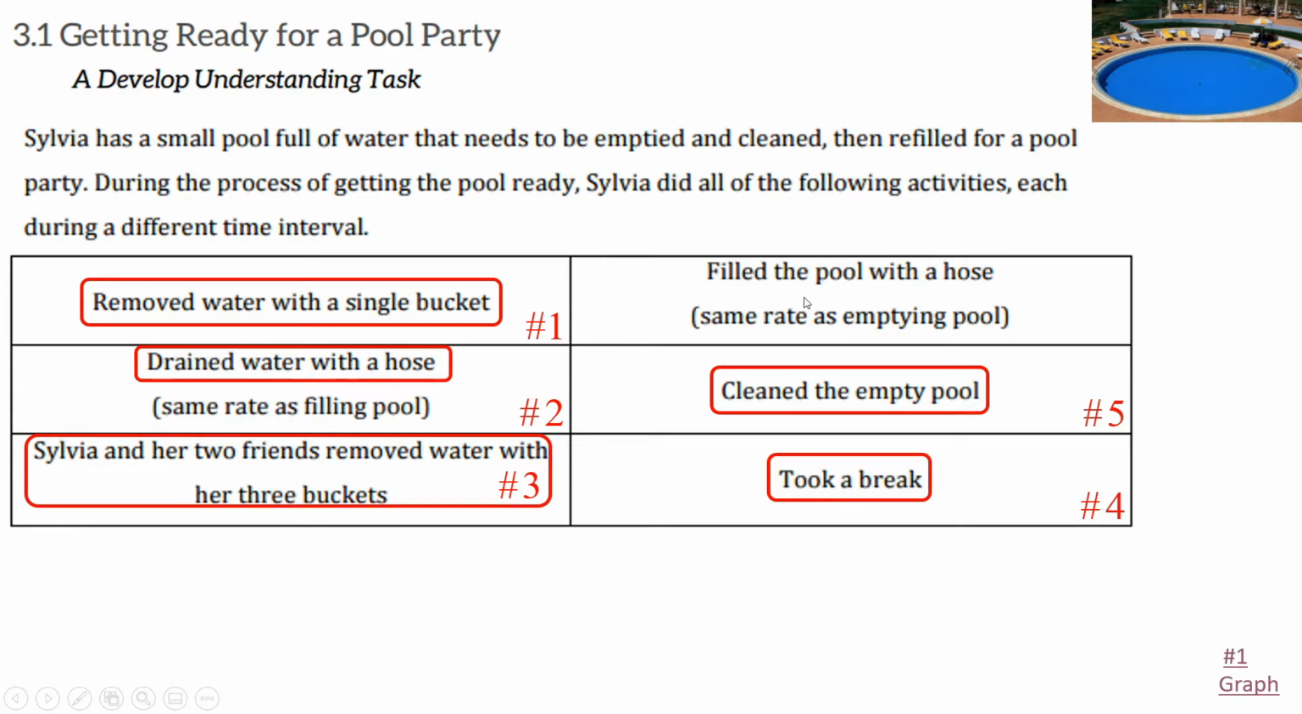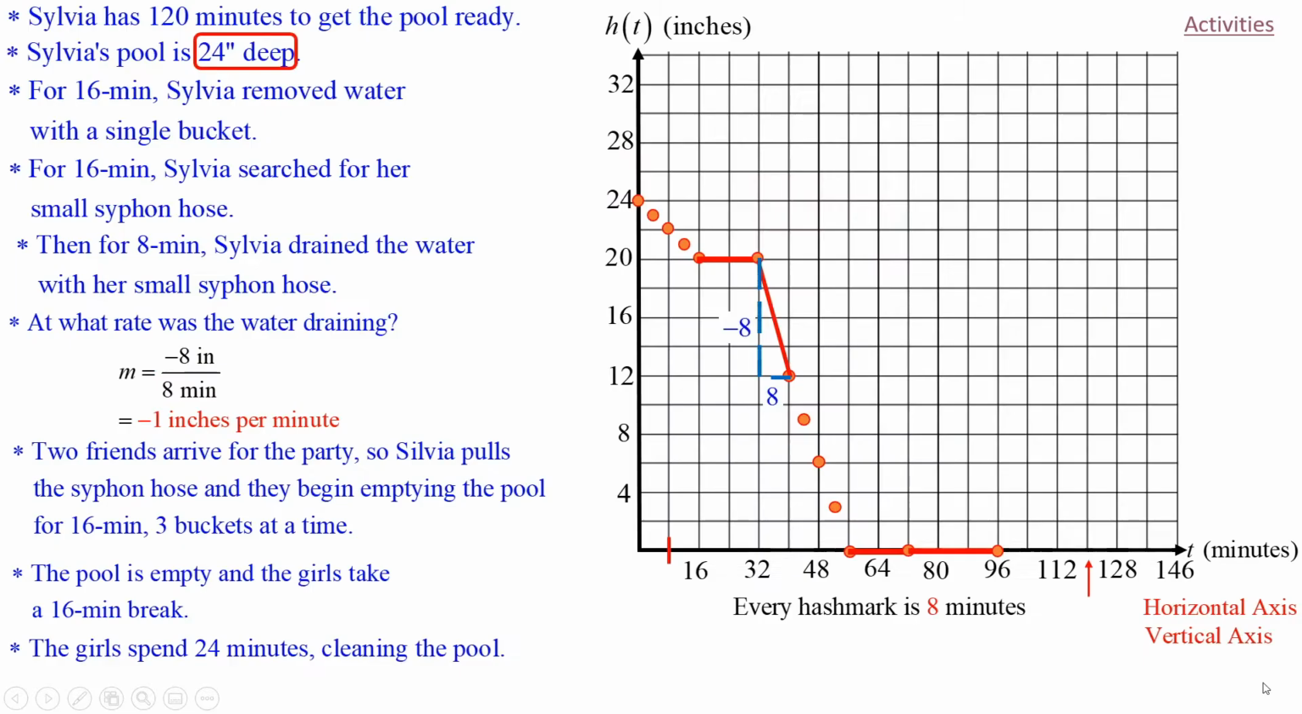Filled the pool with a hose, same rate as emptying the pool. All right, so let's get back here now, and let's think about this. They emptied the pool at -1 inch per minute. That means they're going to fill the pool at 1 inch per minute. All right, so you see how we went -8 and then 8? Now here, wouldn't we go +8 and then over 8 like that? Let's see.